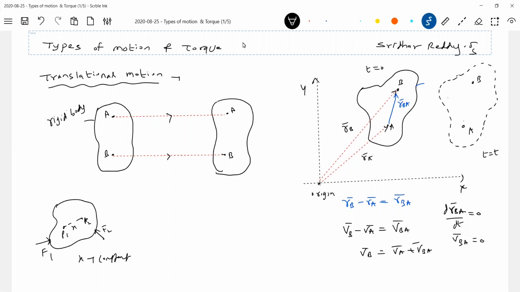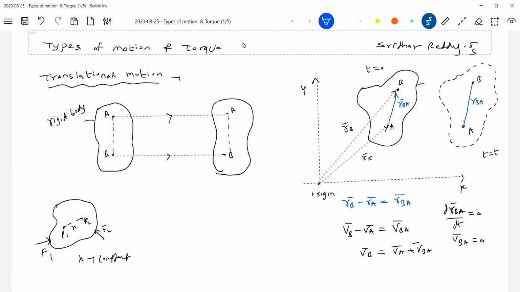Now, if you look at this particular velocity, the velocity of B with respect to A will be 0. So the distance between the 2 points of a rigid body will not change. How much it was earlier, it will be RBA only. So you try to see this.